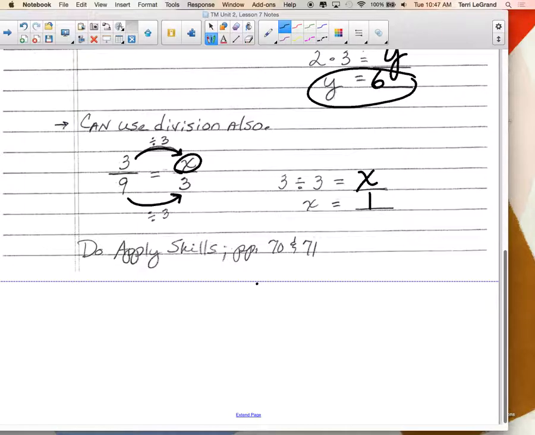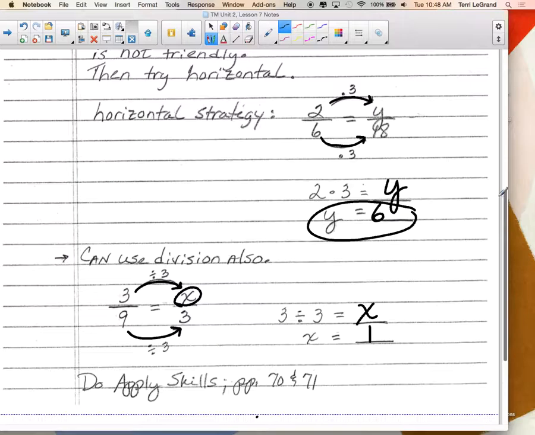We never use subtraction or addition with our proportions. We always use multiplication or division. And we talk about doing it vertically, up to down, down to up, or we talk about doing it horizontally, left to right, or right to left. Okay? So this was just a little sideline to the notes, and now we'll go on to this apply skills page and practice. Okay? So let's go over to that next page.